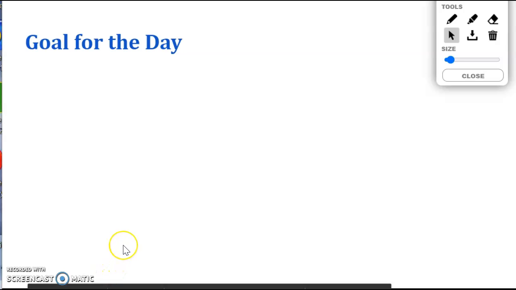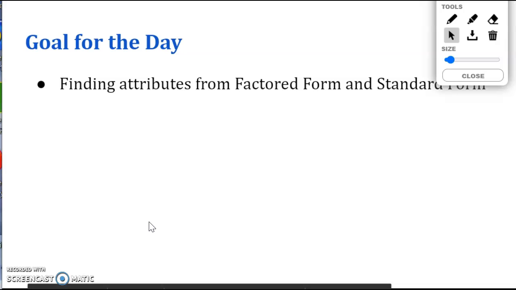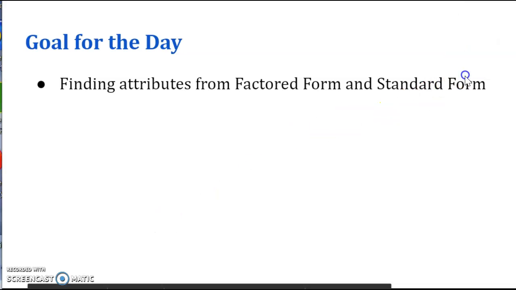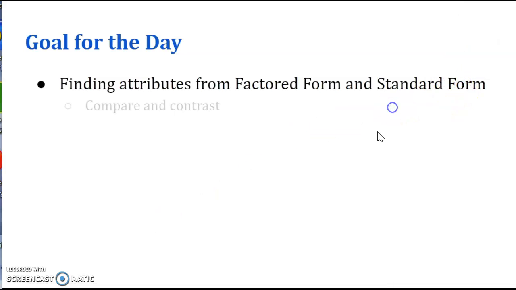Okay, so let's get to the main lesson for the day. What are we doing today? We're going to be finding attributes from both factored form and standard form, and just compare and contrast and make sure that we understand how to graph all of them.